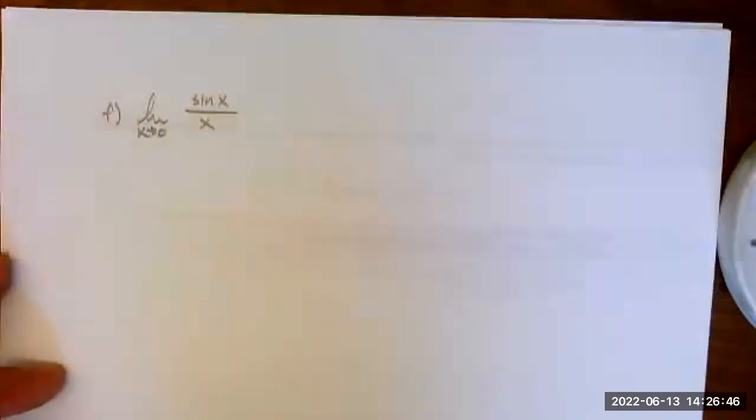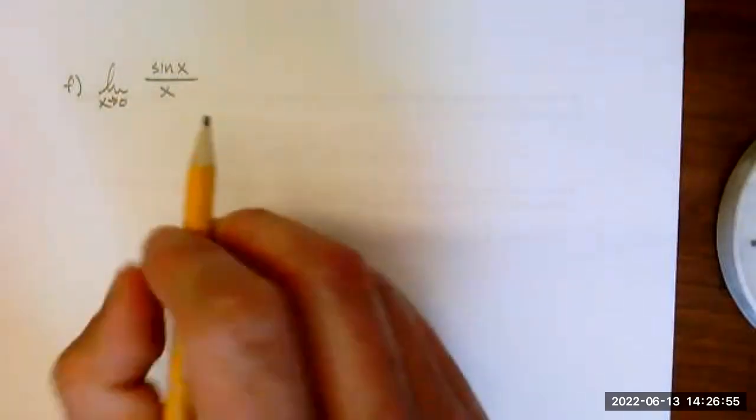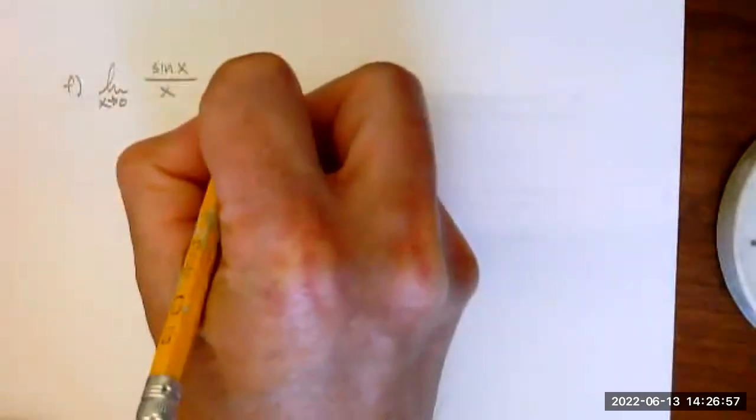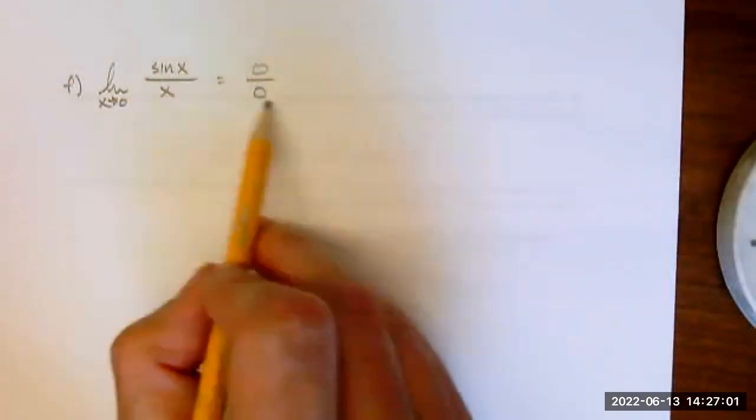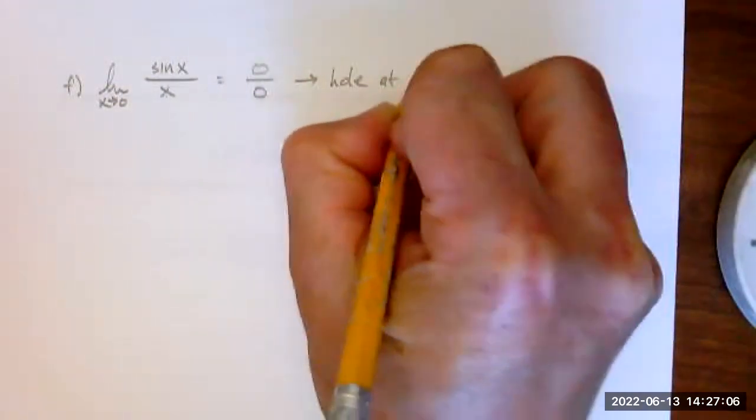We've got one more here, part F. Now this one was very different. The sine of x over x. How are we going to approach this? Notice, I try to plug in, and when I try to plug in, what happens? I get 0 over 0. The sine of 0 is 0, and then of course just that x. So I know I've got that at x equals 0.